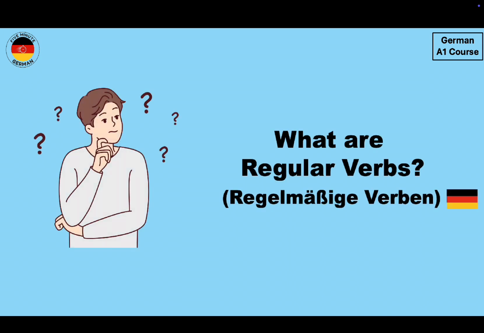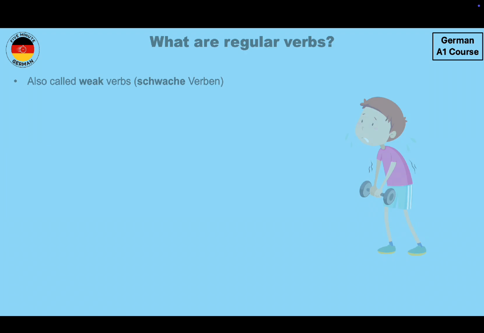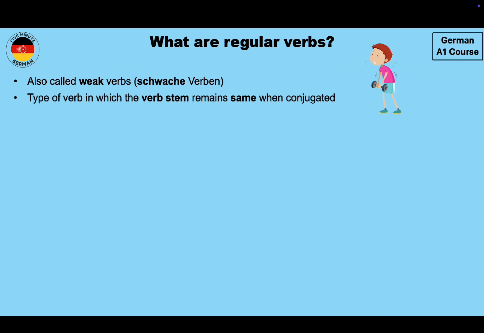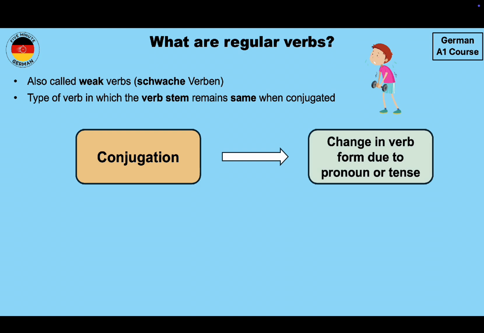start with what are regular verbs or regelmäßige Verben as they are called in German. So regular verbs are also called weak verbs or schwache Verben. They are a type of verb in which the verb stem remains the same when conjugated. So conjugation means the change in verb form due to pronoun or tense.